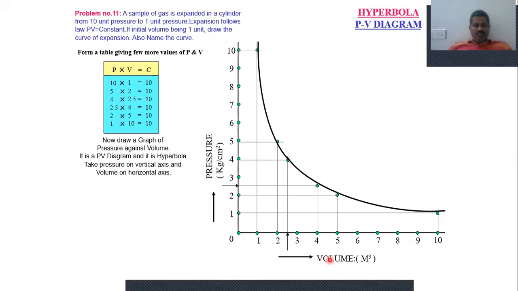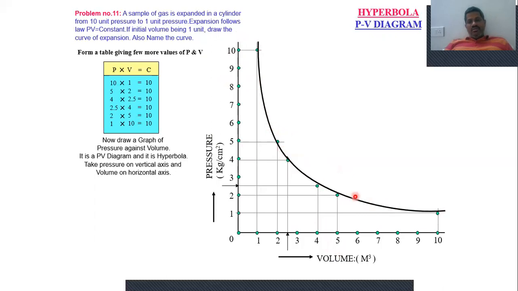X-axis we are taking as volume and y-axis we are assuming pressure. So now you take, if pressure is 10, volume is 1. So we got 1 point. If pressure is 5, volume is 2. Then pressure is 4, volume is 2.5. Then pressure is 2, volume is 5. So like this we have some values and we will get some points.